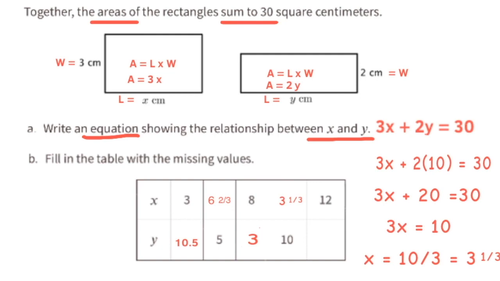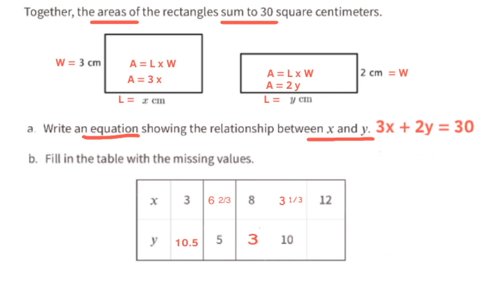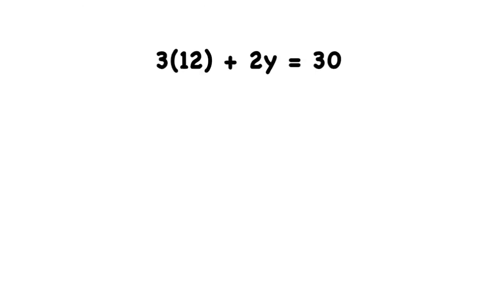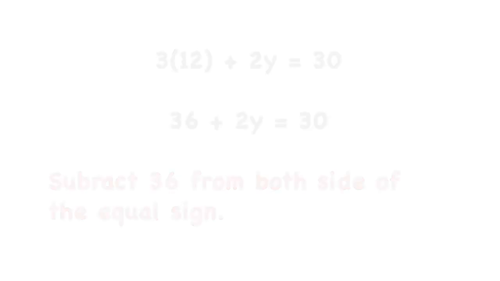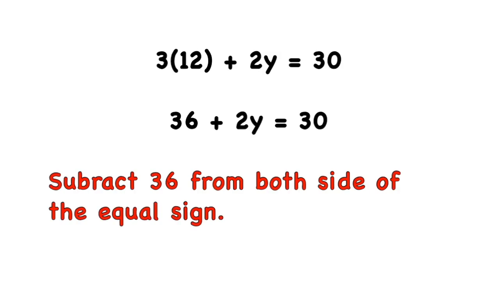Finally, the last value they give us for x is 12, so we'll substitute a 12 for the x. That becomes 3 times 12 plus 2y equals 30. 3 times 12 is 36, so now we have 36 plus 2y equals 30. Next, we need to subtract 36 from both sides of the equal sign.